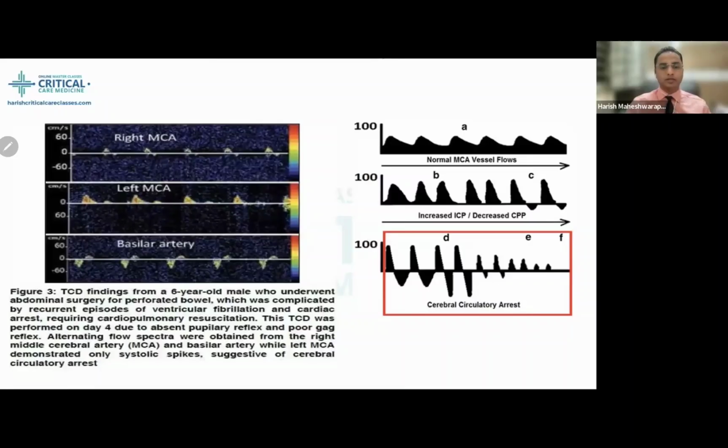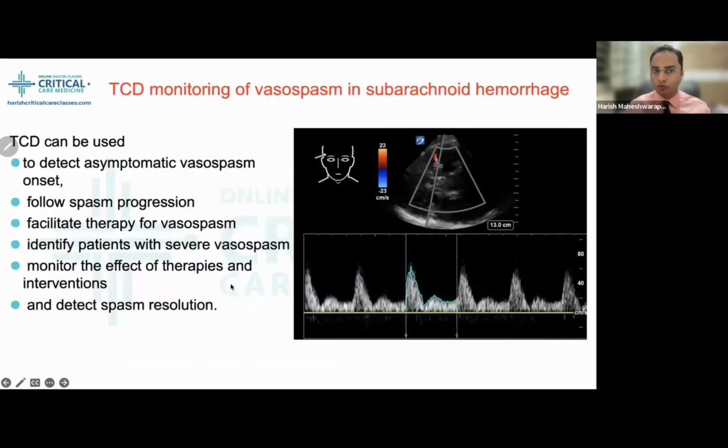This is a 6-year-old male who underwent abdominal surgery for perforated bowel and had ventricular fibrillation, cardiac arrest. On day 4 there is no pupillary reflex and gag reflex. Then the TCD picture shows almost cerebral circulatory arrest. There is no flow at all.